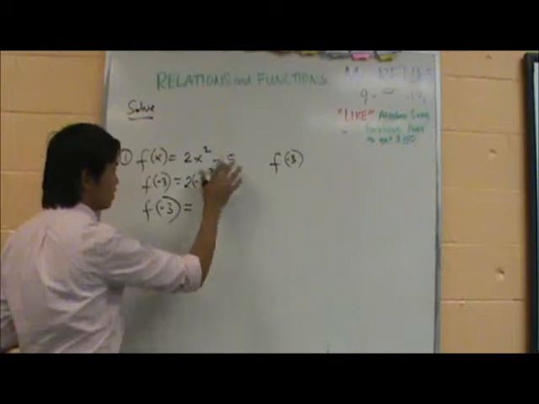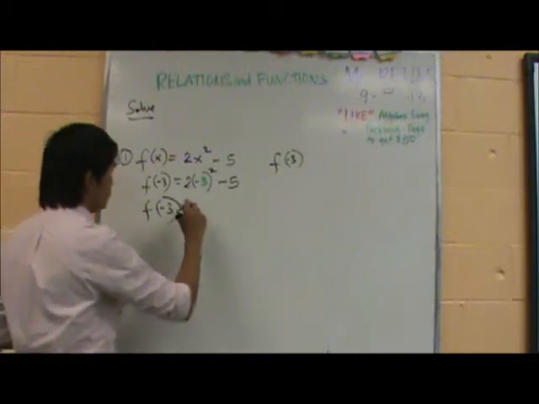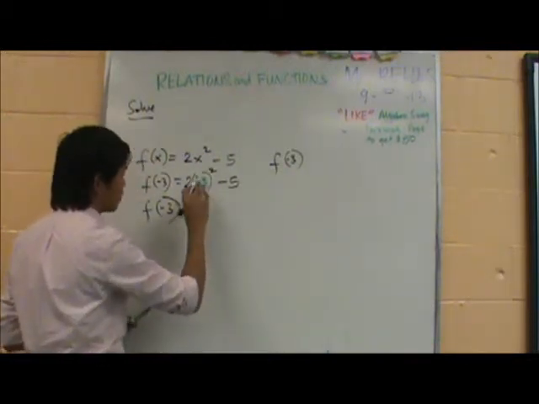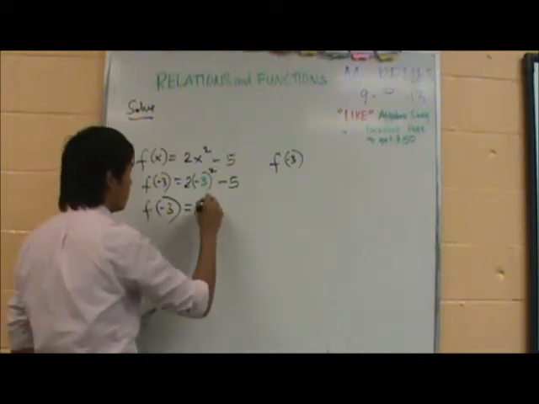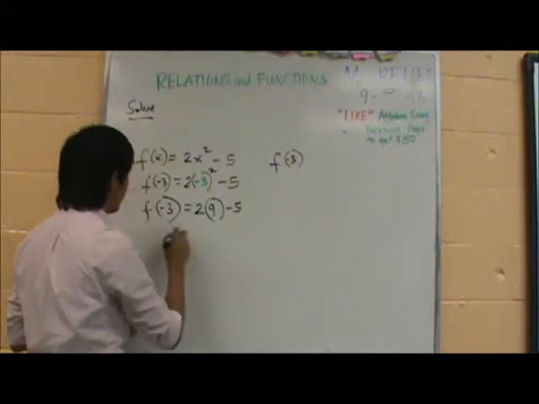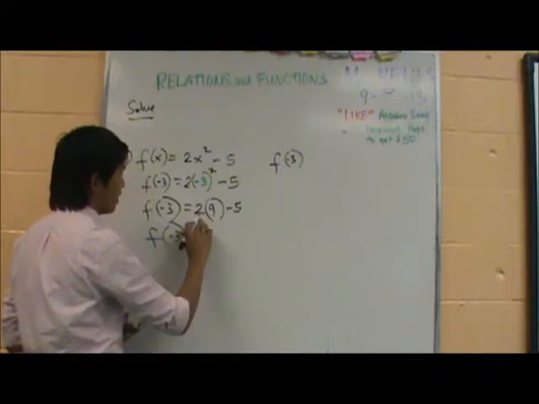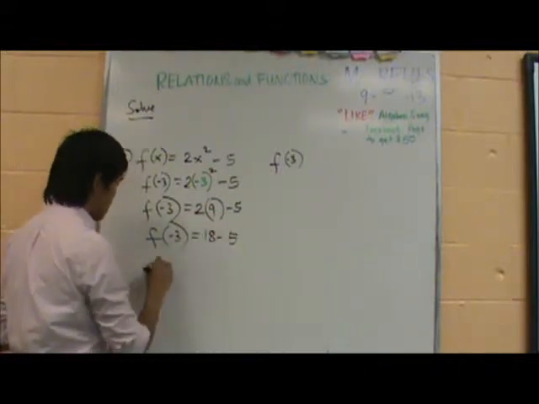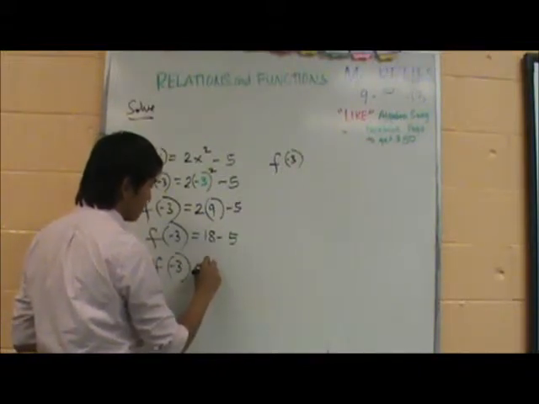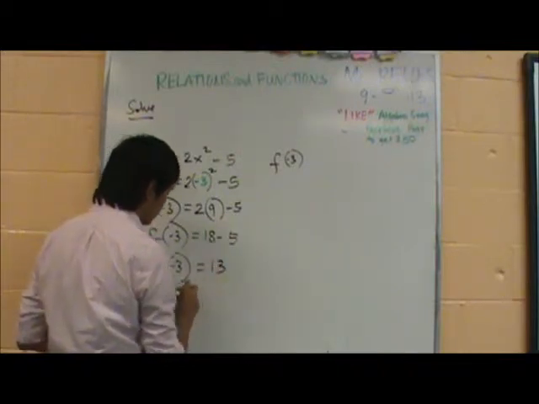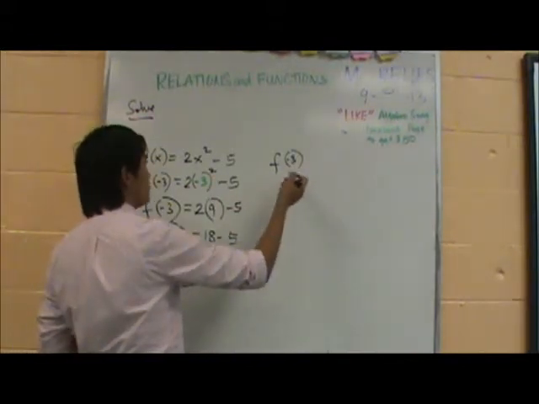Now, in doing this, we can easily use a calculator to solve this one. But if you use your mental math, we're going to apply the parentheses first, which is -3, and then the exponent. So now we have 2 times -3 times -3, which gives you 9, minus 5. So here we get 18 minus 5, which should give you, what is it, 13? Okay. So this is the answer if -3 is inside.